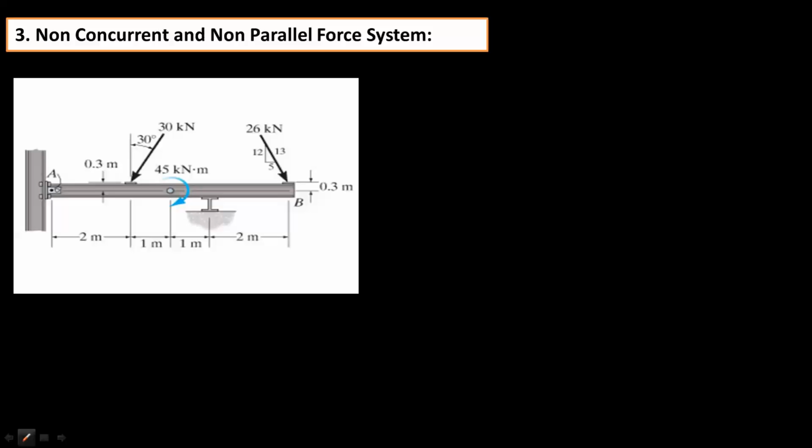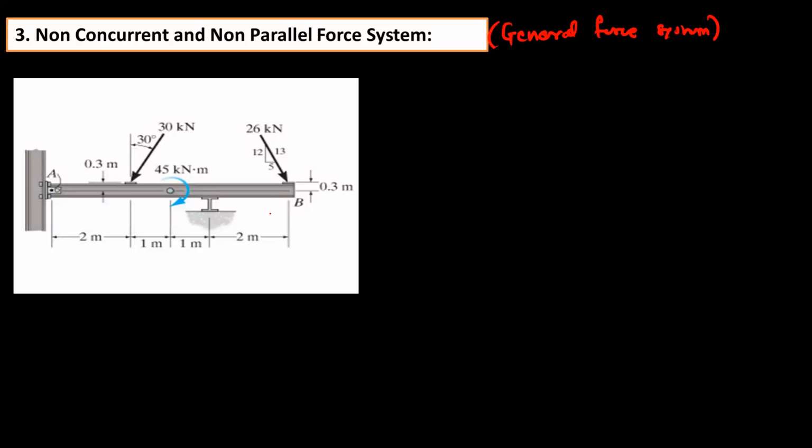Okay, so now we will see the next type of system, which is a non-concurrent, non-parallel force system. This is also called a general force system. General force system means forces are acting at different points. That means it is non-concurrent. Okay, and forces are not parallel to each other.